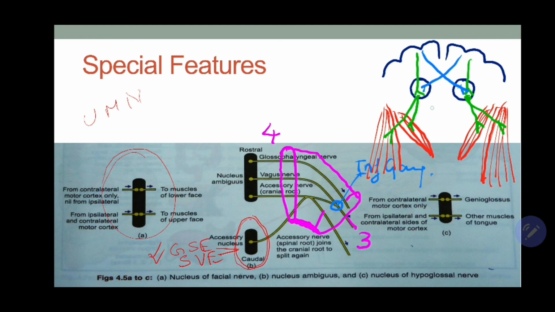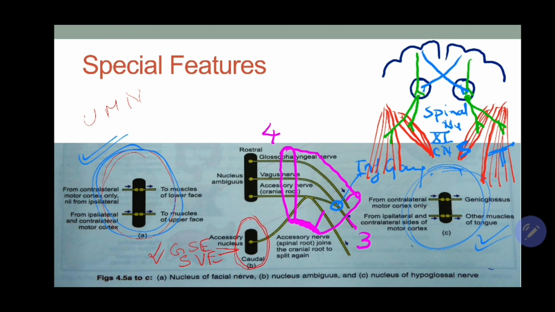In case of this, the spinal nucleus of the 11th nerve, okay, the 11th cranial nerve. So this you should remember. These are the same kind of peculiarities as for the facial nerve. Remember about the facial nerve nucleus, about the genioglossus in hypoglossal, and for the trapezius. This is trapezius and this is sternocleidomastoid. So trapezius is innervated in its upper motor neurons only contralaterally.